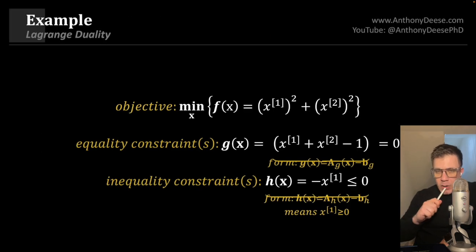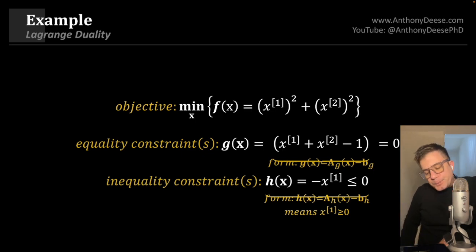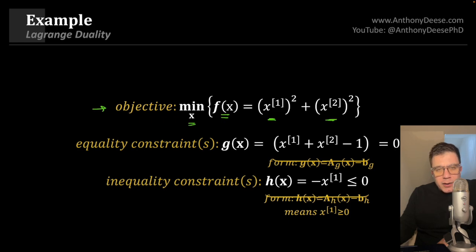All right, so let's take a look at an example, and let's see how we can apply the duality principle here. I'm going to try to break this down into very granular steps, so hopefully we can better understand some of that language from the last couple minutes. Okay, so this is a pretty straightforward constrained optimization problem. We have an objective, which is to minimize this function with respect to x. It's simply x1 squared plus x2 squared.